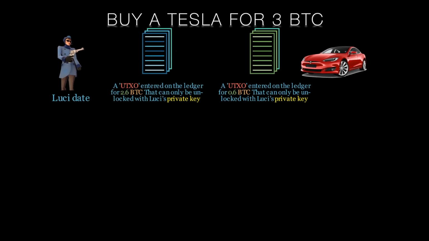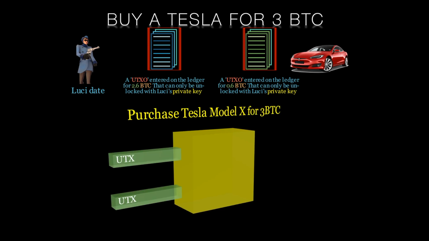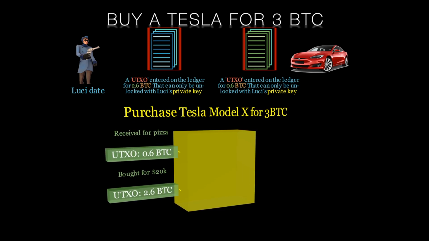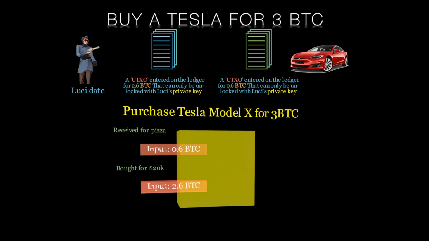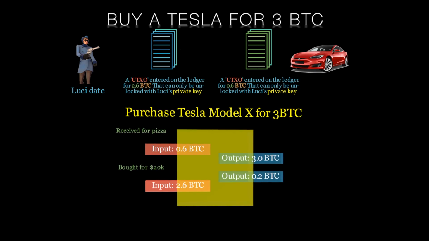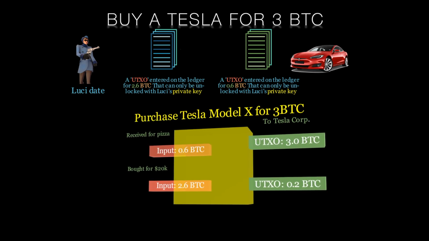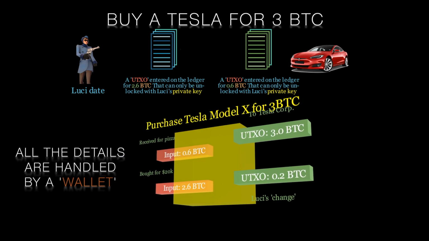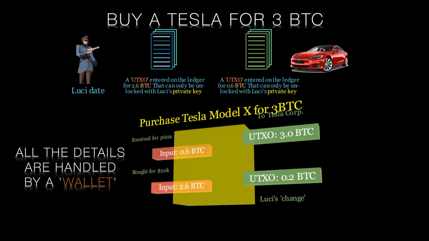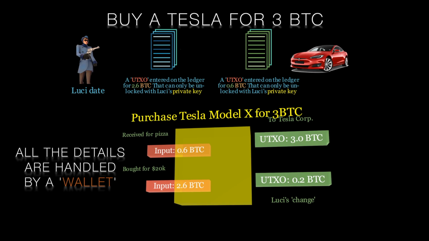In this specific case we're considering now, there'll be 2 inputs. These are the UTXOs that Lucidate owns. They come from the sale of the pizza for 0.6 Bitcoin and the purchase of 2.6 Bitcoin for $20,000. There'll be 2 outputs. The first will be 3 Bitcoin paid to the Tesla Corporation, and the second will be 0.2 Bitcoin in change paid back to Lucy. All of these details of unspent transaction consumption, creation, public and private keys, multiple inputs and outputs are all handled by a special piece of software called a wallet, and we'll discuss wallets in the next video.